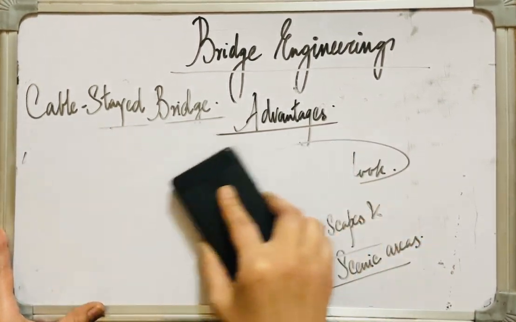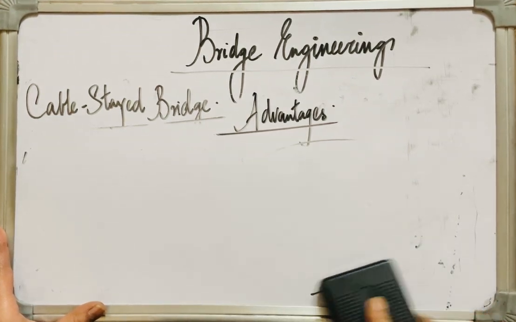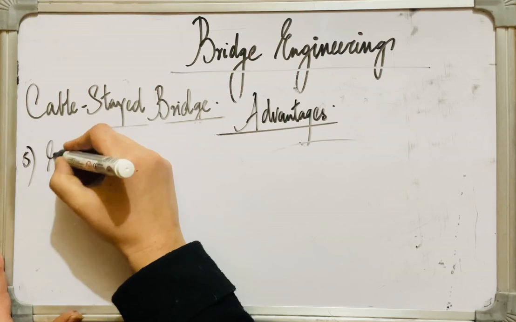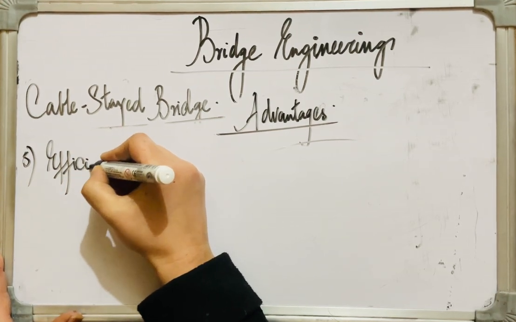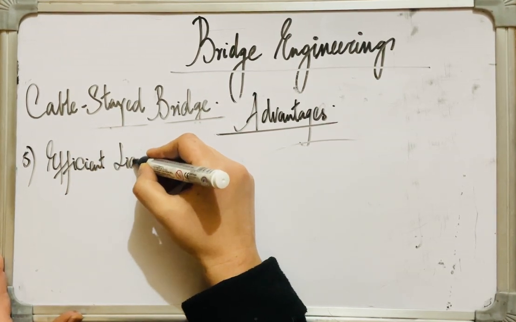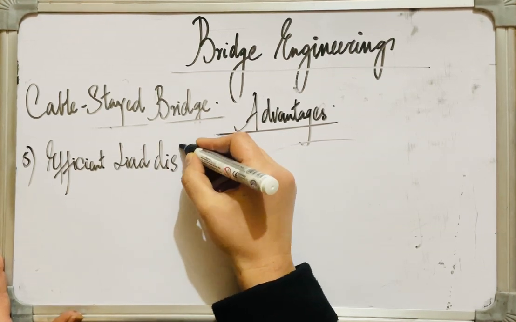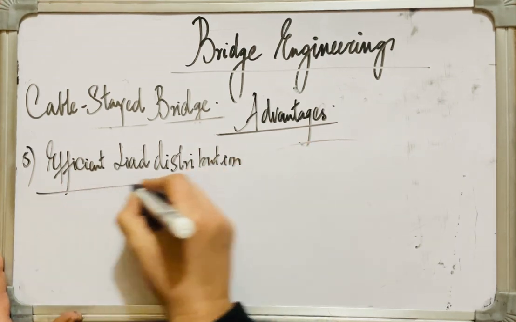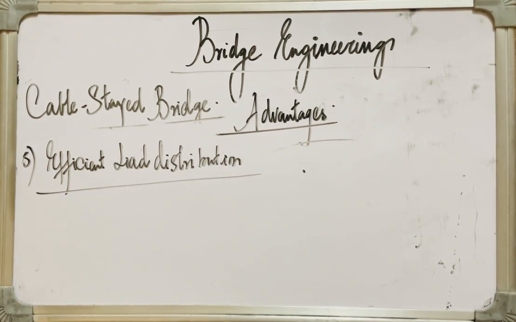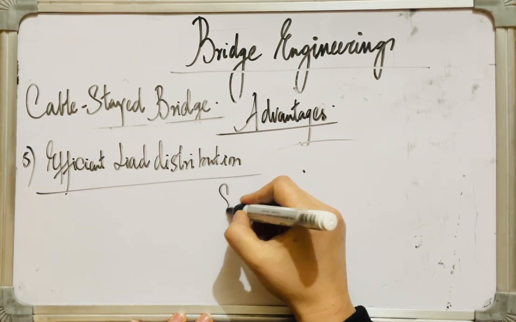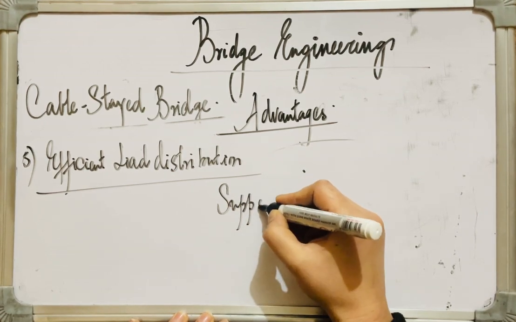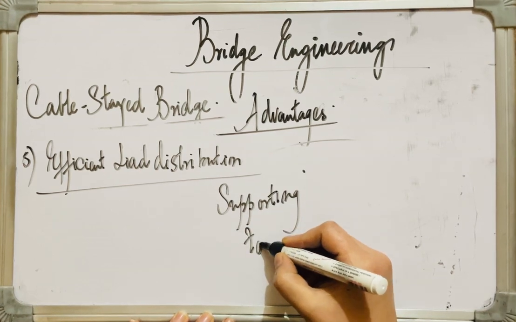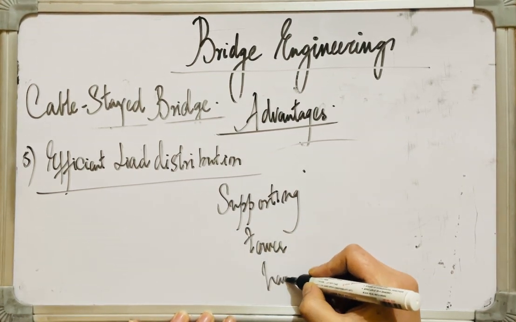Fifth advantage is that they have efficient load distribution. These cables distribute the load efficiently, thus reducing the stress on the supporting towers, thus enabling the bridge to handle the traffic well.